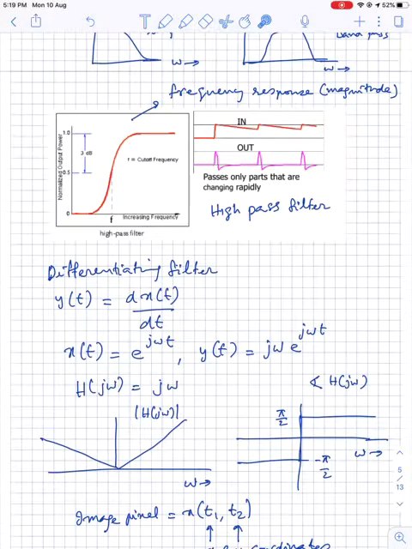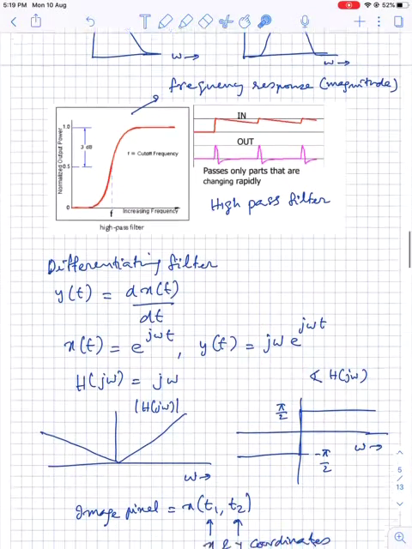So this is the relationship. This is a continuous time filter. y(t) is a derivative of the input. This is the relationship between the input and output. So if you give x(t) as e raised to j omega t, my y(t) becomes j omega e raised to j omega t.